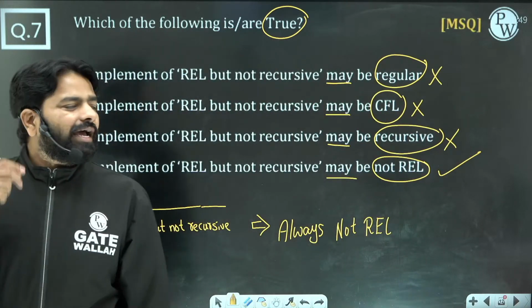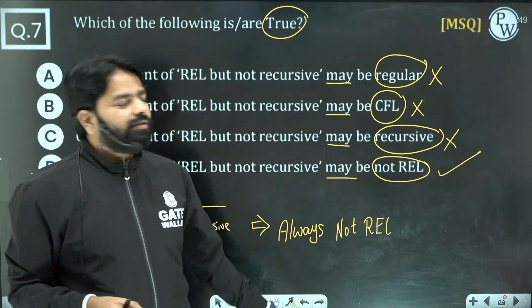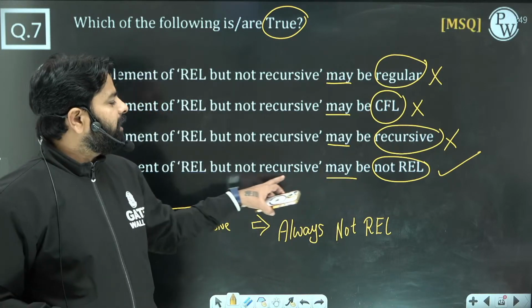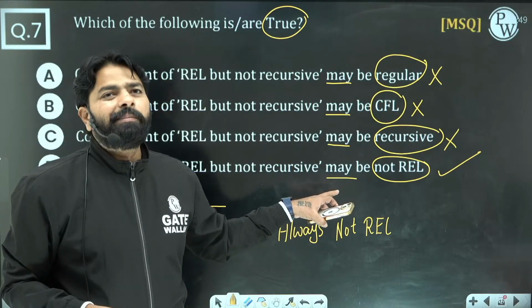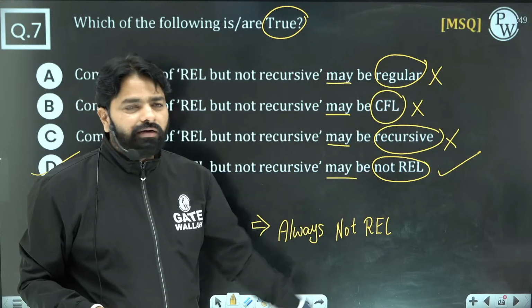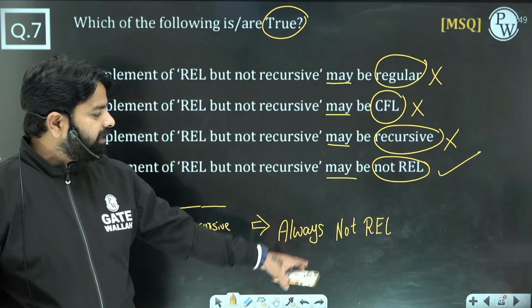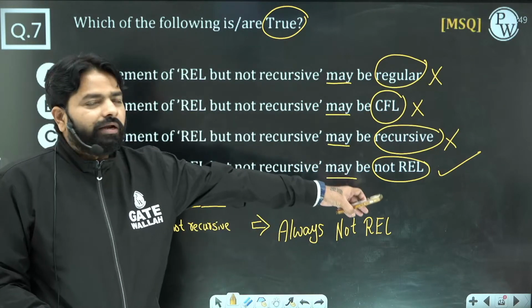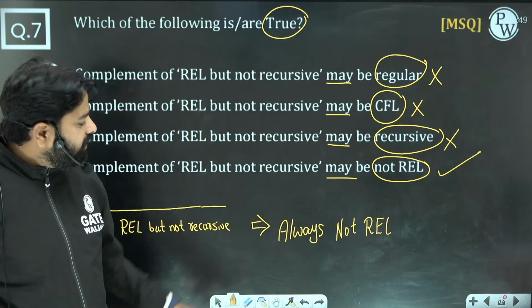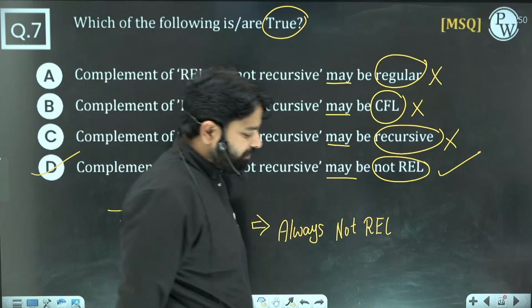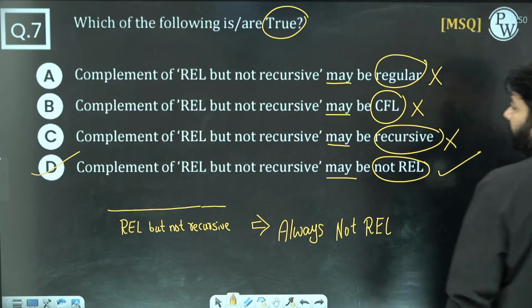I understand, I said maybe only, right? Then I'm saying REL but not recursive. I did not say may not be, I said maybe not REL. So it's maybe, right? It's correct only. I was guessing maybe not REL. Yes, it is always not REL. So interpret this statement properly. Okay, just revise it again.